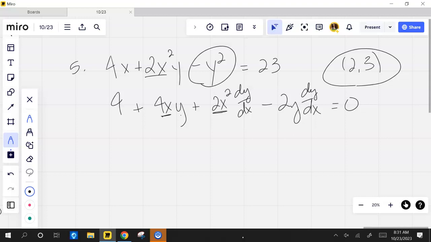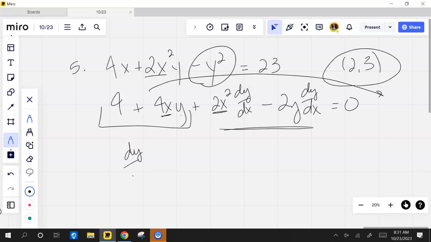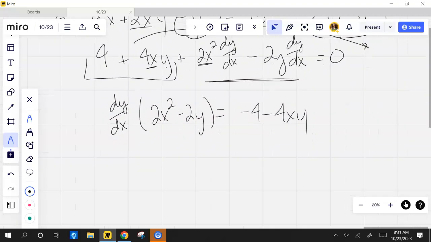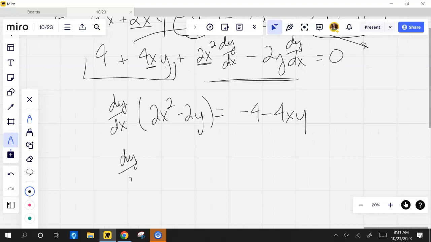Okay. So I'm going to move these two over here. And while I'm on this side, I'm going to go ahead and take out a dy/dx. I don't want to skip too many steps for you. You see where everything's from. 4 minus 4x. Everybody okay there? And then, of course, just divide by minus 4xy over 2x squared minus 2y.